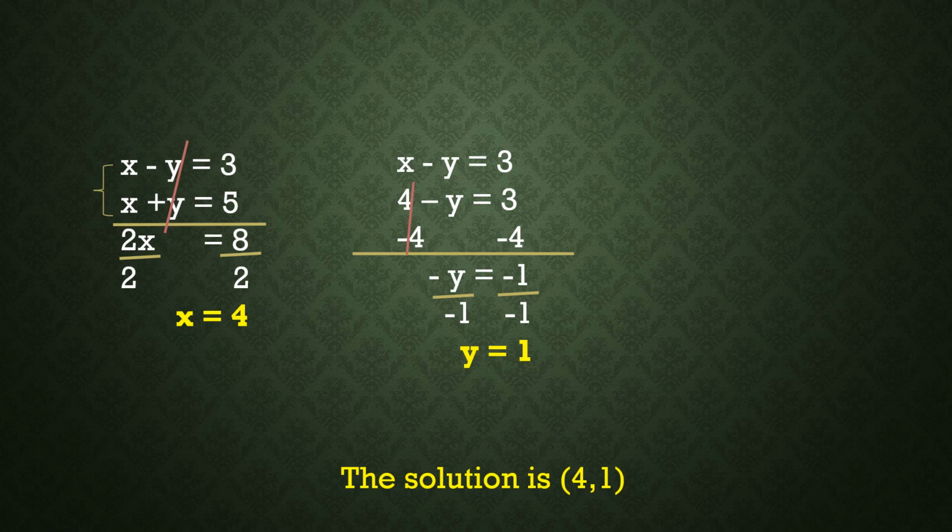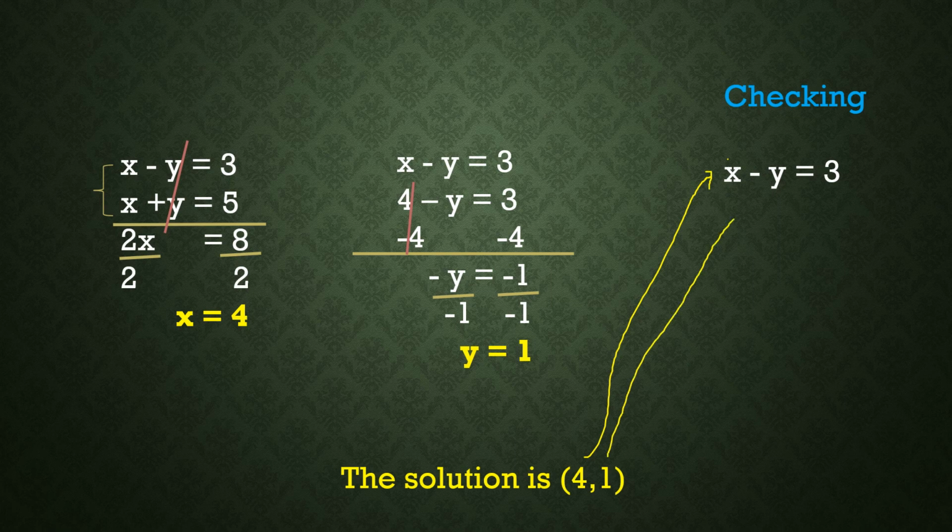To see whether the solution (4, 1) is correct, let us have a checking. x minus y equals 3. We have to replace our x by 4 and our y by 1. That will be 4 minus 1 equals 3. 4 minus 1 is 3, which is equal to 3. As you can see, they are equal.